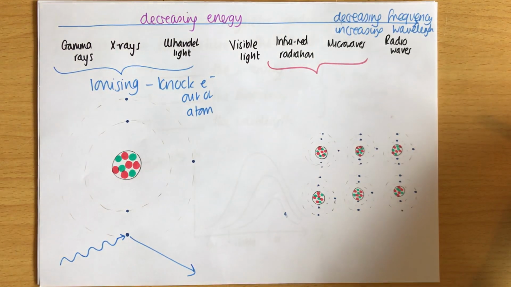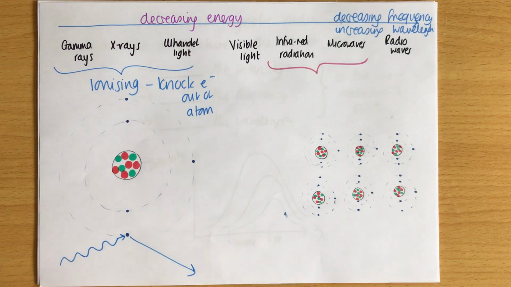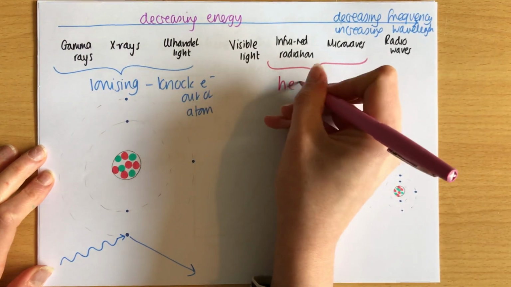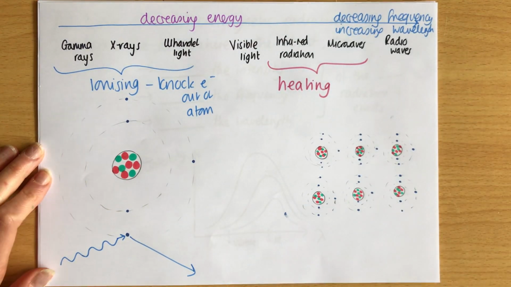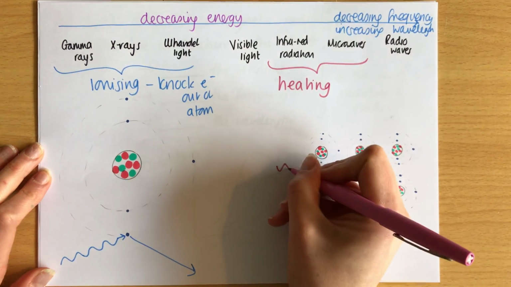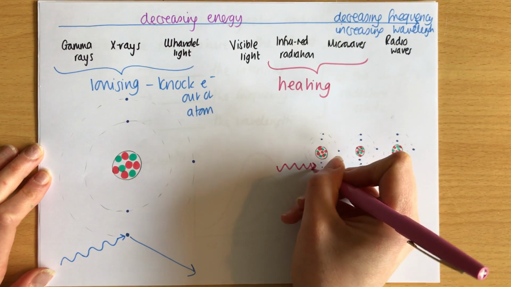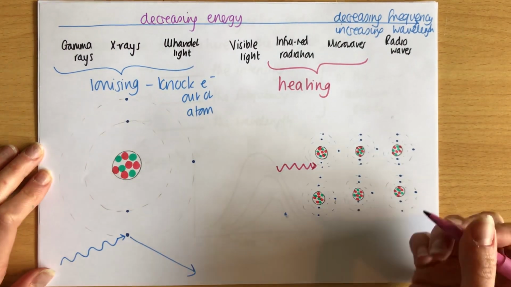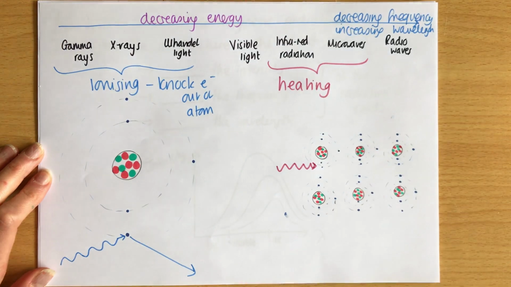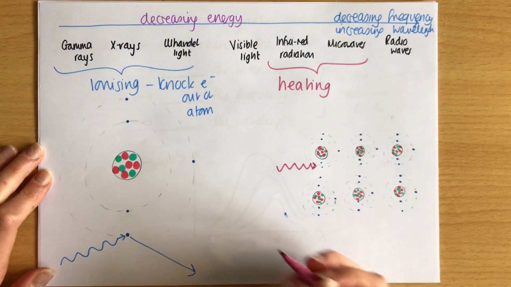But as we go further down, another big group is infrared and microwaves, and these two are often called heating radiations. They have a heating effect. Now, if you have a photon of infrared or microwaves coming towards an atom, if it hits an electron, nothing's going to happen to that electron particularly. It's going to gain some energy, we'll talk about that in a moment, but it's not going to be knocked out. It's not going to change energy level.